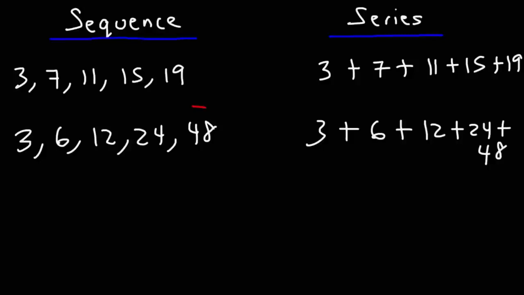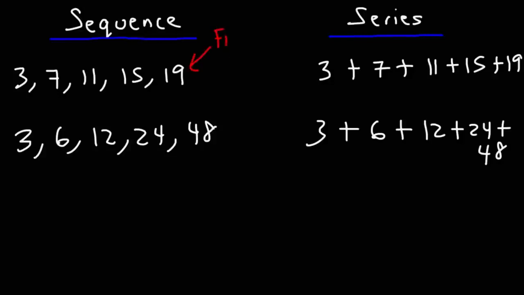Now, what we have here is a sequence, but it's a geometric sequence, as we've considered earlier. This is a geometric series. It's the sum of a geometric sequence. Now, there are two types of sequences and two types of series. You have a finite sequence and an infinite sequence, and there's also a finite series and an infinite series.